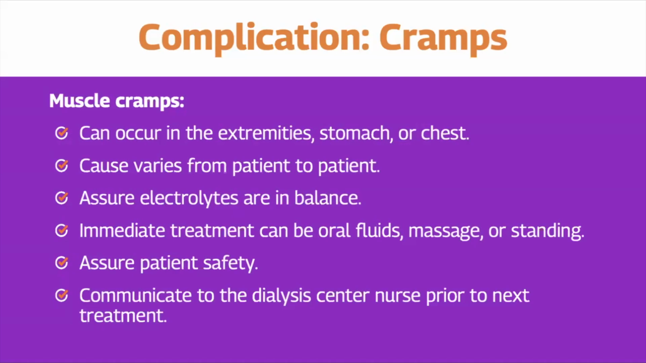Muscle cramps is another complication, and it's sometimes when fluid is taken out of the body at a fast rate during dialysis, or too much fluid is removed, the muscles react by cramping. Muscle cramps may occur in the patient's extremities, stomach, and chest, and the cause varies from patient to patient. We need to assure their electrolytes are in good balance.